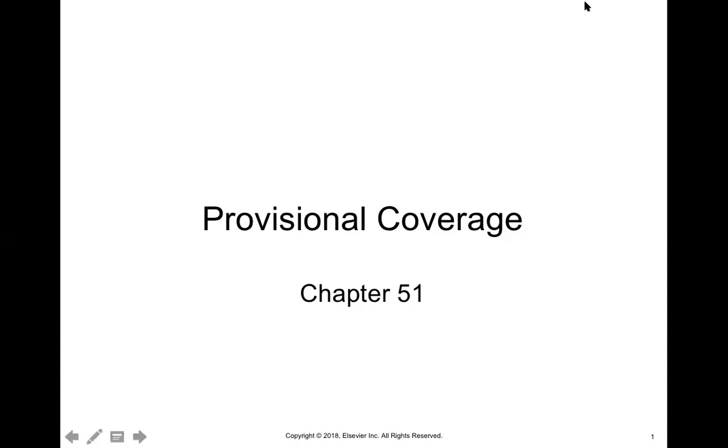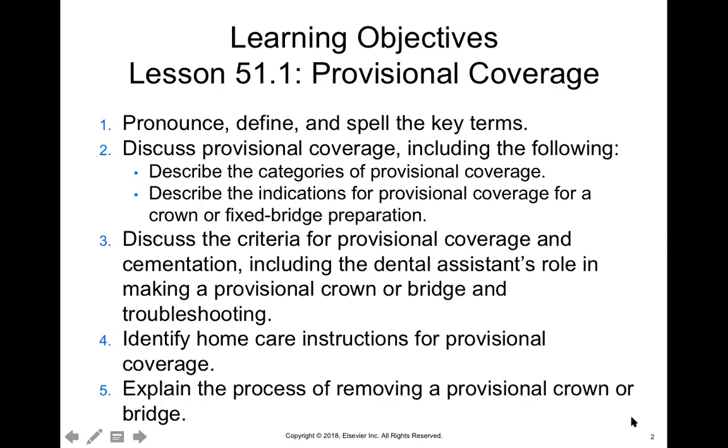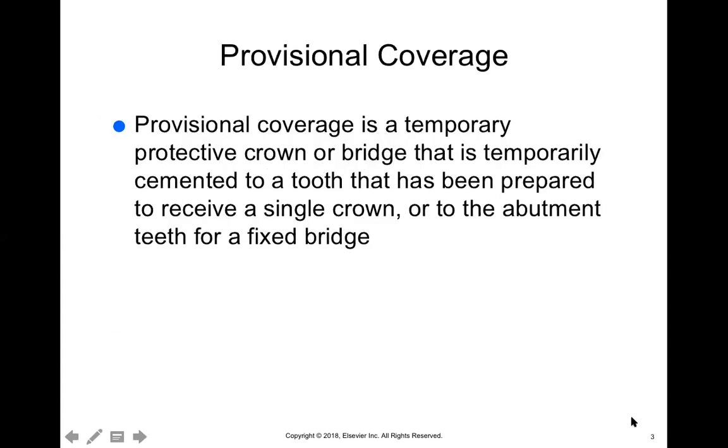So again, this is a very short chapter. We're just going to go through a little bit of details about it. Provisional coverage is a temporary crown or bridge that is temporarily cemented to a tooth. You want to make sure that what you're creating is very similar to what was already in the patient's mouth, because although it's temporary, we still don't want the patient to be uncomfortable for 2 weeks. You still want to make sure that the patient is able to function with that provisional coverage that you placed on their tooth.